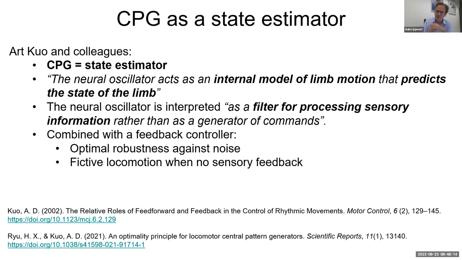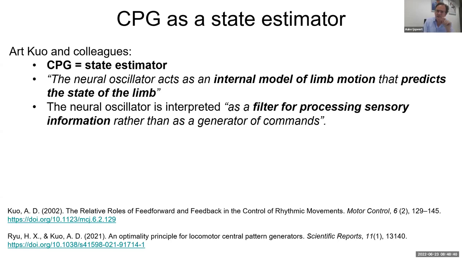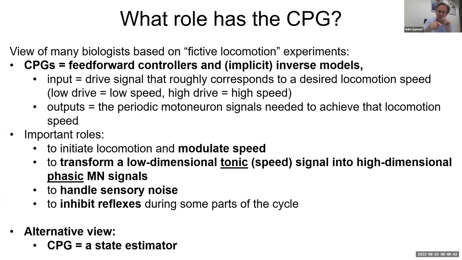If you remove sensory feedback, it becomes indeed a feedforward oscillatory system. So I think this is interesting. To be honest, I think one part that Art Kuo is a bit missing is this importance of modulation of speed. I still believe CPGs have a very important role of generator and for changing speed, going fast or slow, and modulating. So I think everything that's in here relates very well, if I could just go back to the last two points of important roles, handling sensory noise and inhibiting reflexes. But I think Art misses a bit the modulation aspect and the reduction of dimensionality aspect. So Art is a good friend. I think he would agree with me that that's maybe one component he hasn't addressed so much.